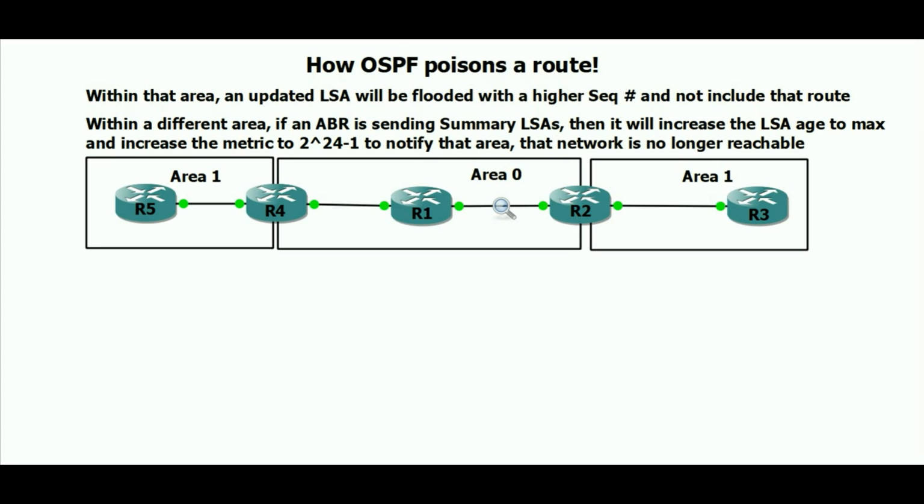Welcome everybody. Today in this video I'm going to be explaining how OSPF poisons a route. I've done a video on this before on OSPF and EIGRP, and after I did that video I was kind of confused, because I've read many sources, many Cisco Press books, that say when OSPF needs to tell a neighbor about a network being down, it sets the max age timer of the LSA so it ages out. And I was like, okay, but I did a packet capture and that wasn't the case.